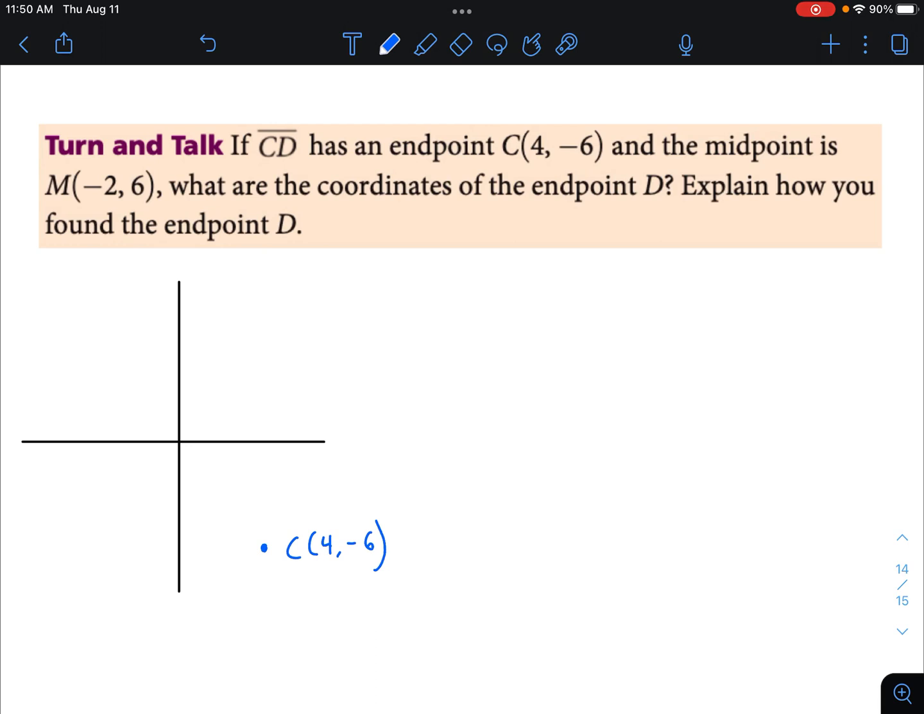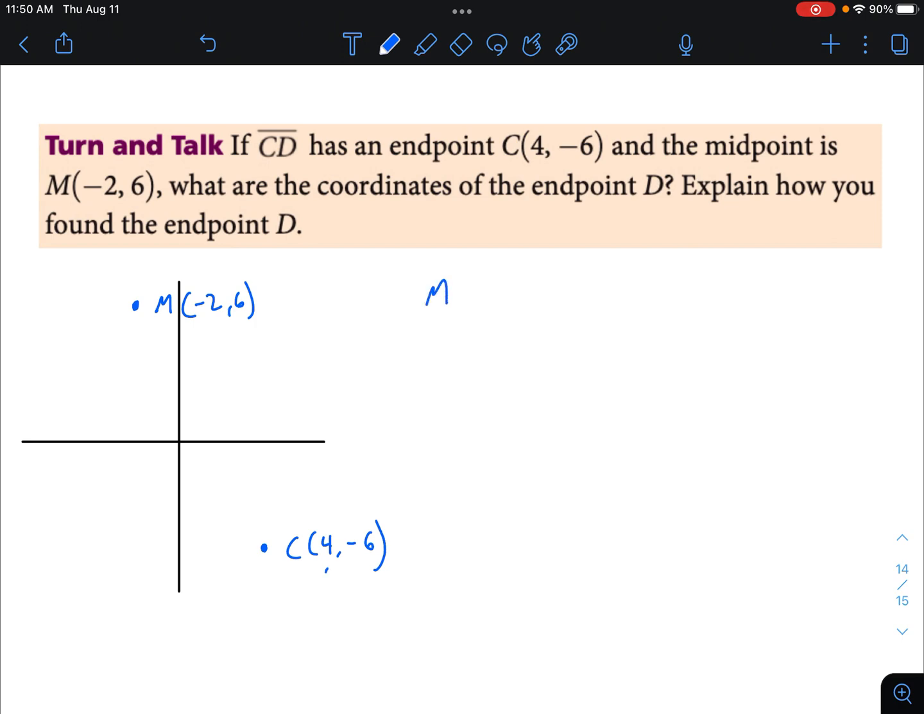Now this time they tell us the midpoint. The midpoint is (-2, 6). That's where the midpoint is. So if you're thinking, where are the other coordinates of D? Well, if M is the midpoint, I'm thinking D has got to be up here somewhere. Now this takes a little bit more thinking to it. Okay, we're still going to use the midpoint formula though.